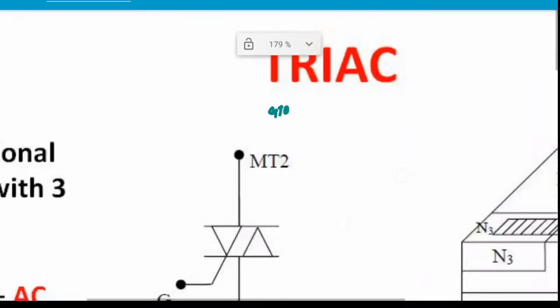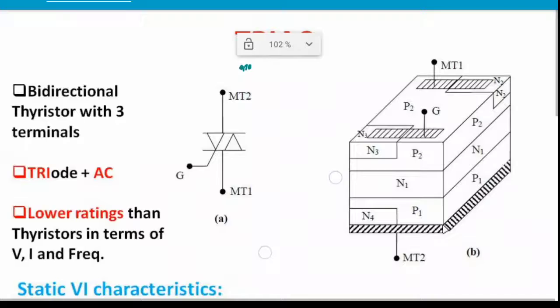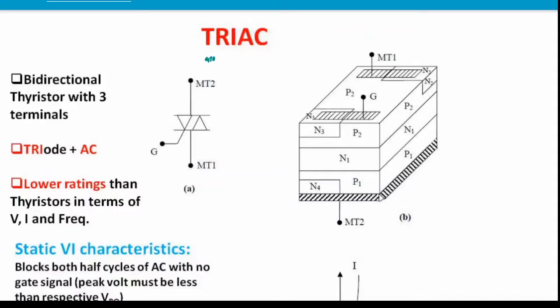First, what is TRIAC? The term has been derived from triode plus AC. TRI from the word triode and AC as it is operated for AC. This is a bidirectional thyristor with 3 terminals. As this is bidirectional, we cannot name it anode or cathode. So we have named the terminals MT2 and MT1, that is terminal 2 and terminal 1.